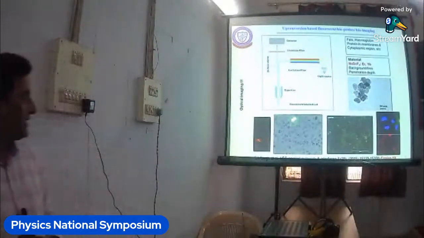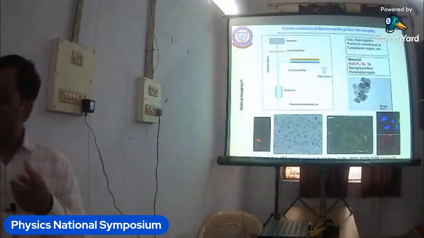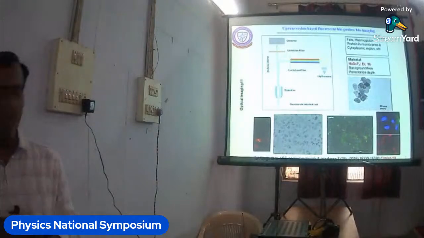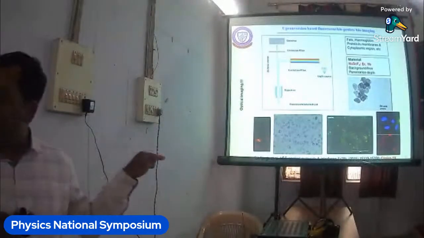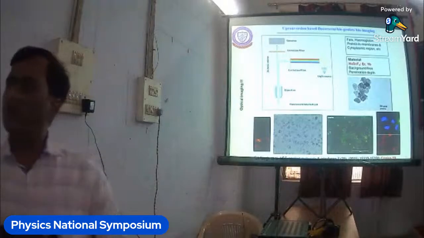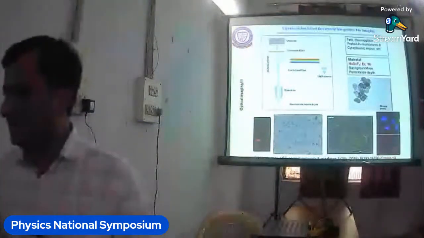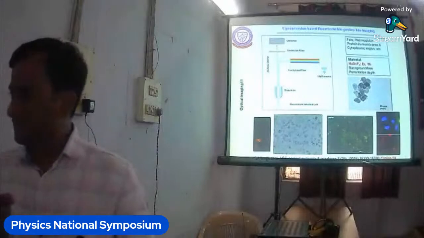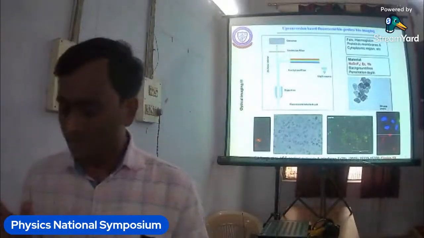Now what we did, we took HeLa cells and we injected this material in HeLa cells and visualized the internal structure of cells in green and red region. So what I can conclude here is that photon upconversion spectroscopy, which is done by nanomaterials by excitation of laser, can be used for bioimaging of different kind of cancerous cells.